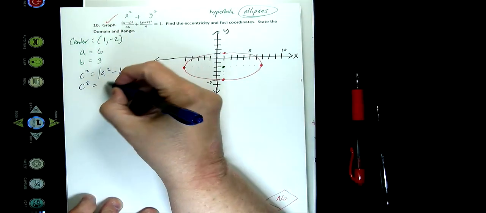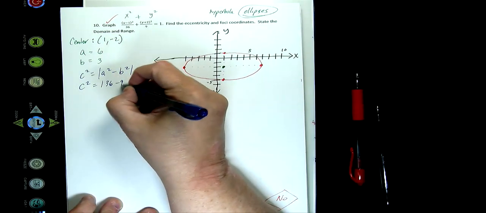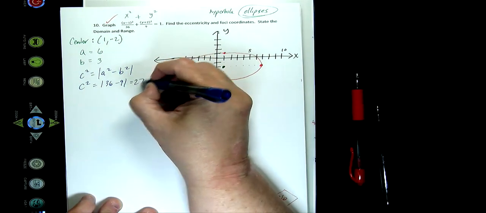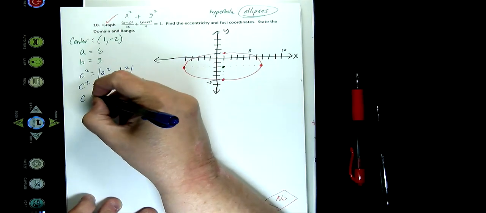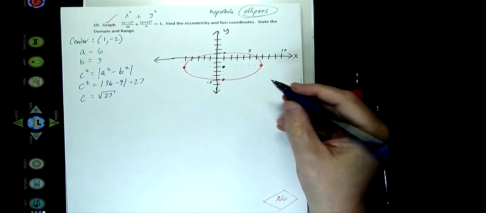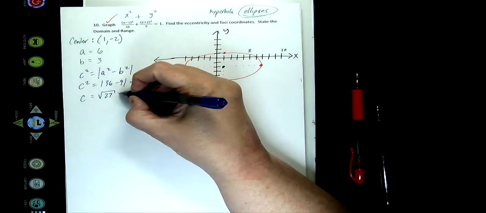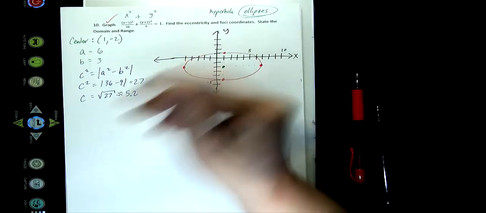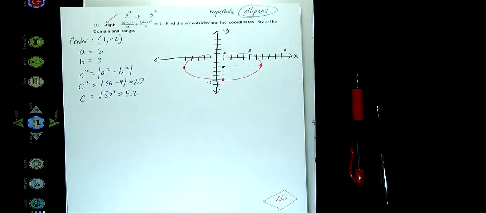But that means I have 36 minus 9 is 27. So C is the square root of 27, which is, I don't know, about 5.2. So how does that give me the foci? You go 5.2, or C units, out from the center. In what direction?